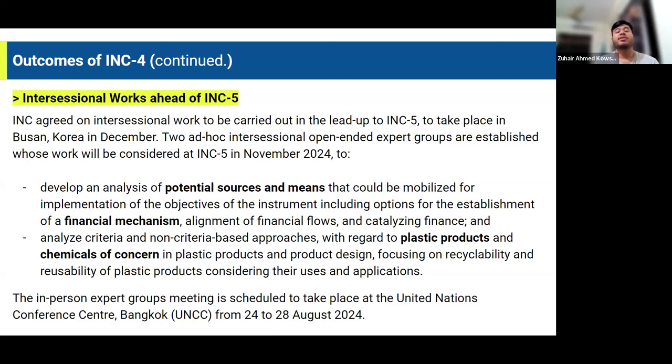So we understand that the two expert groups will make very important proposals on key elements of the treaty. For instance, the first expert group will cover the financing part and other means of implementation. The second expert group will cover different aspects of plastic products and the chemicals of concern.